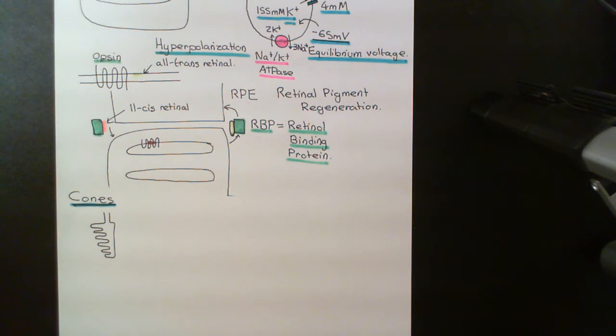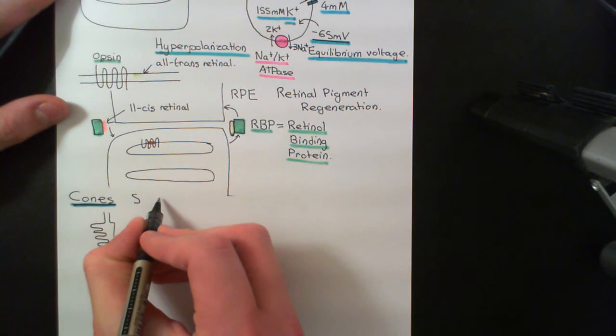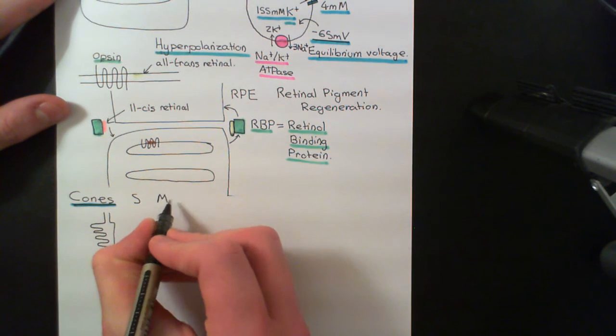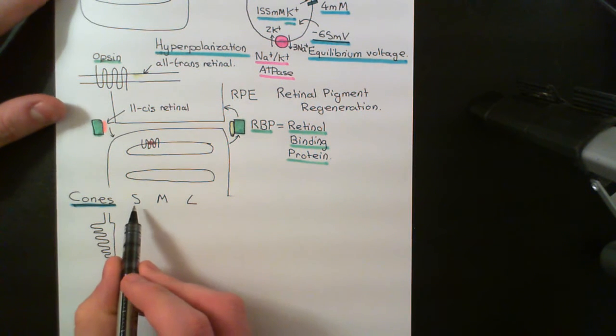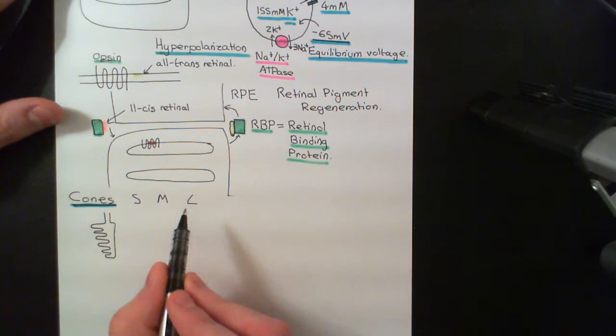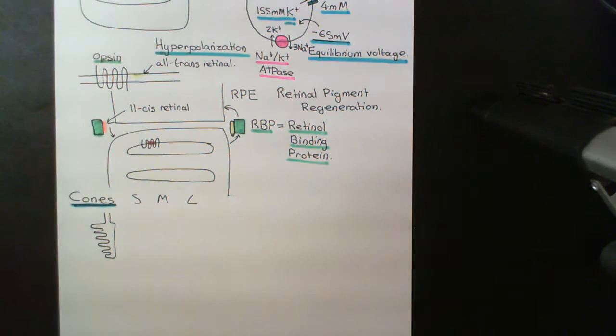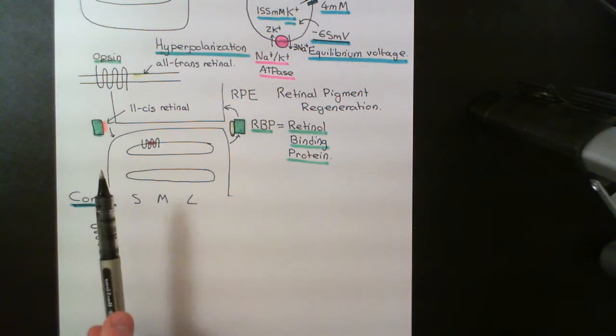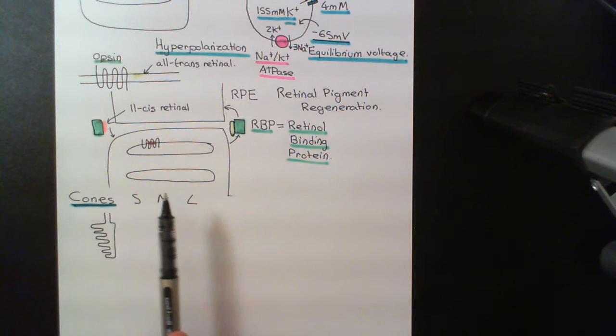Okay, now remember there are three different types of cones. There are the S cones, the M cones, and the L cones, which used to be called the blue cones, the green cones, and the red cones. And these different types of cone photoreceptors have differing sensitivities to the different wavelengths of light. So they're more likely to undergo an electrical signal, i.e. they're more likely to undergo the process of phototransduction in response to photons of light of the appropriate wavelength for each of them.